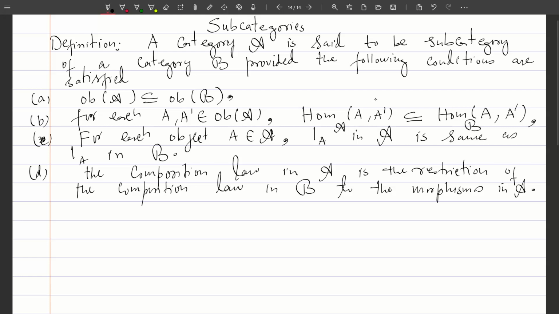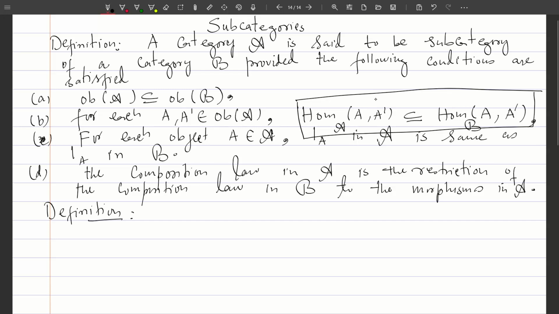If we look at the second condition, these two sets may be equal, but in general they need not be equal. A subcategory for which equality shows up here, we call such a subcategory a full subcategory. So we introduce this with this definition.